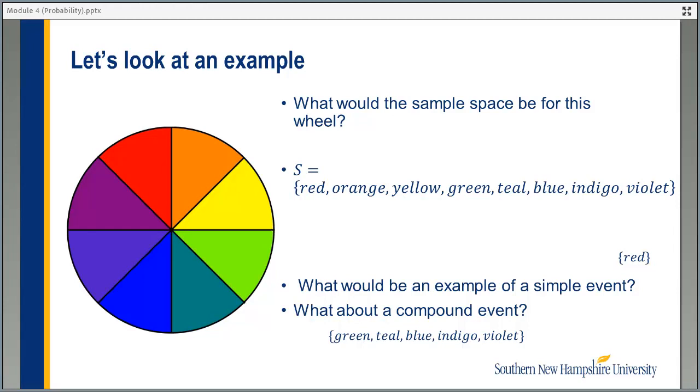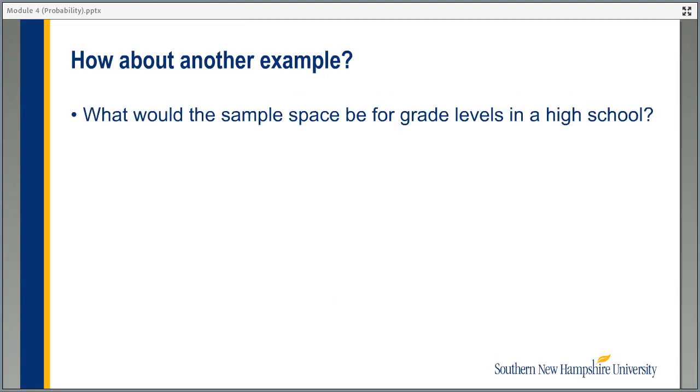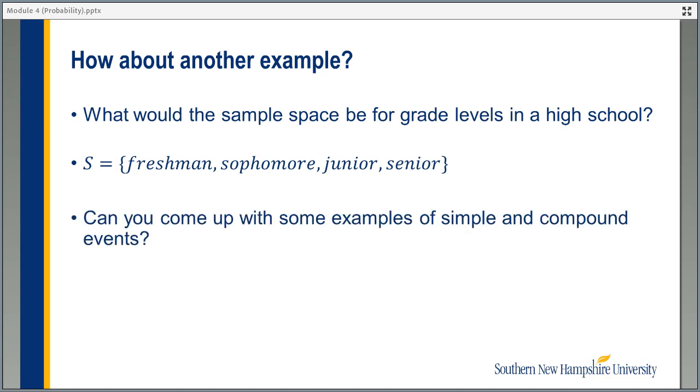Let's look at another example. What would the sample space be for grade levels in a high school? They would be freshman, sophomore, junior, senior. See if you can come up with some examples for simple and compound events for this sample space.